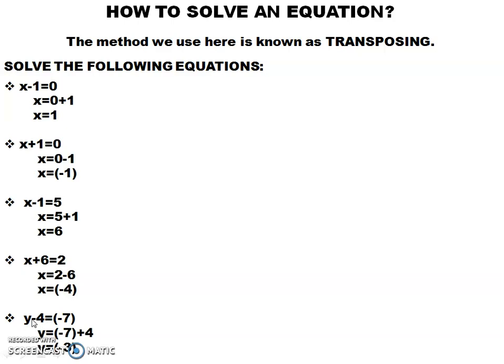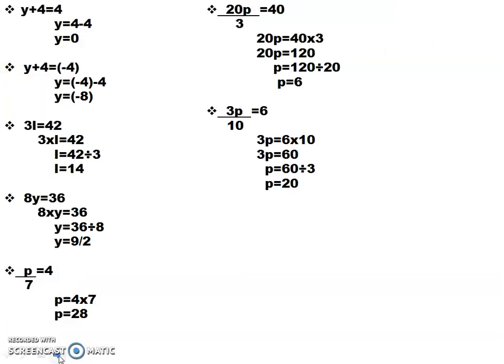Next question. y minus 4 is equal to minus 7. Minus 7 I wrote first. Then this minus 4, when I take it to the other side, becomes plus 4. So y is equal to minus 3. Next question.